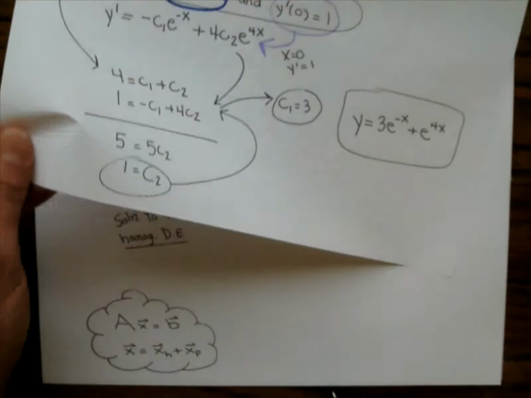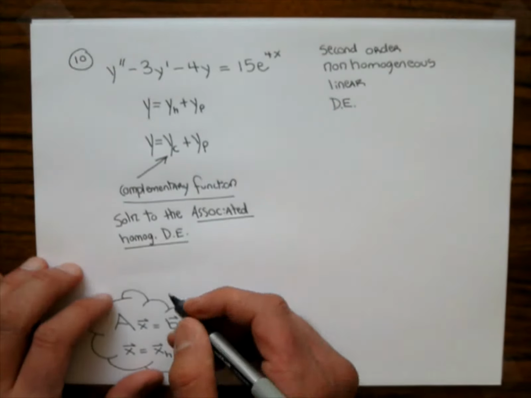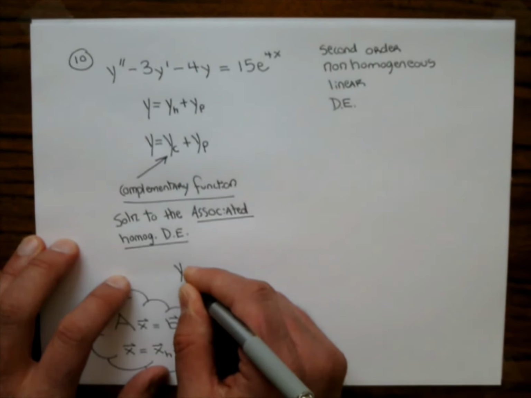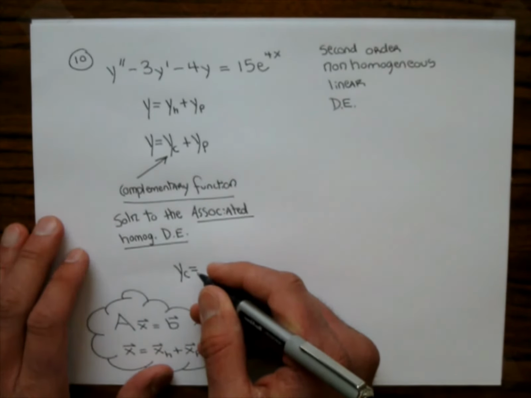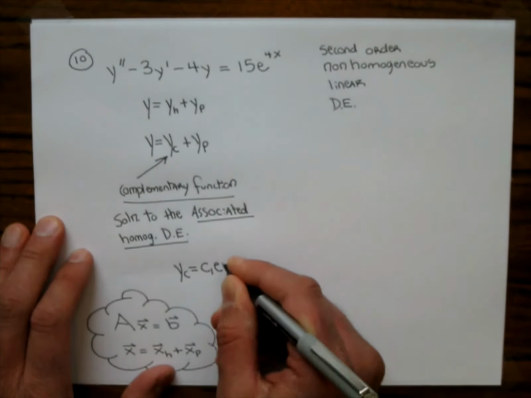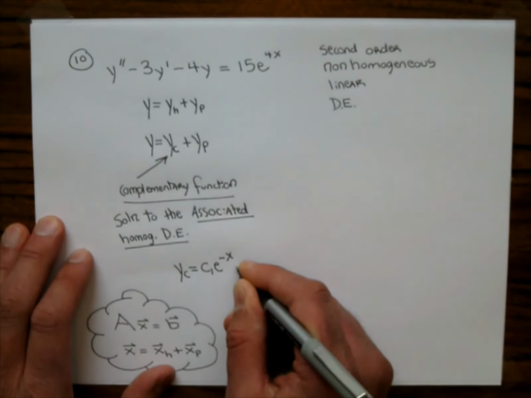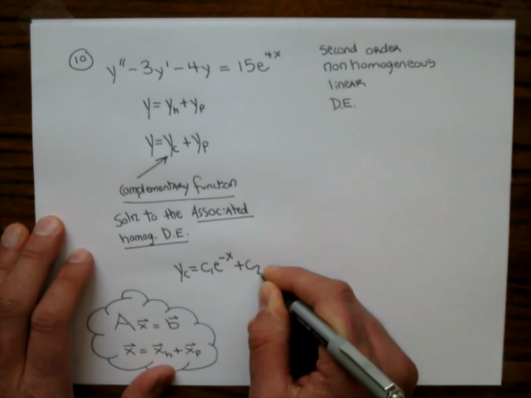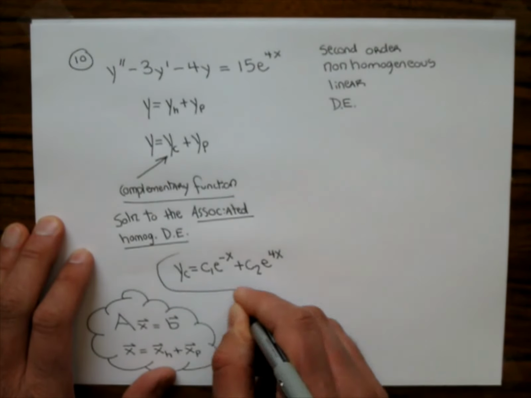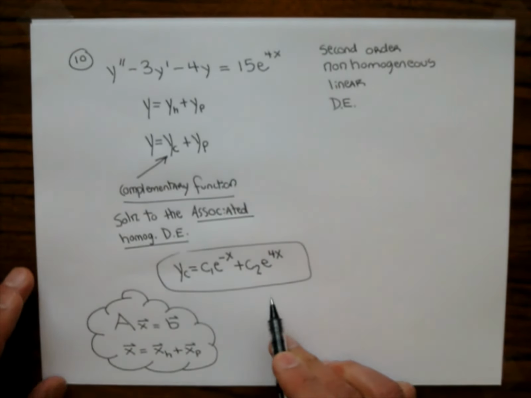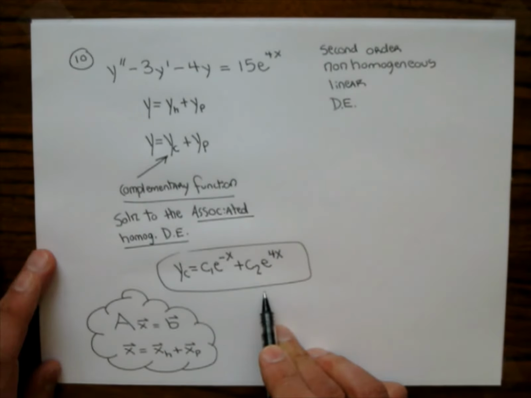So I'm going to go ahead and write that down, because I actually kept the same thing. So this y sub c happens to be, what is it? It is c1 e to the negative x plus c2 e to the 4x. And so that's what y sub c is. And we did that; this is from the last few problems.